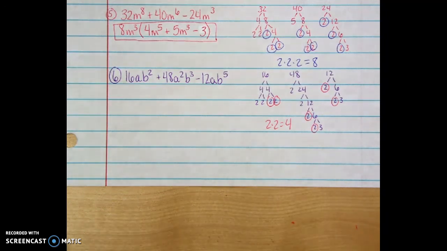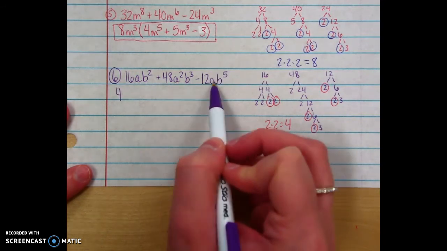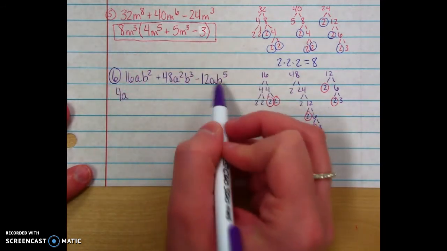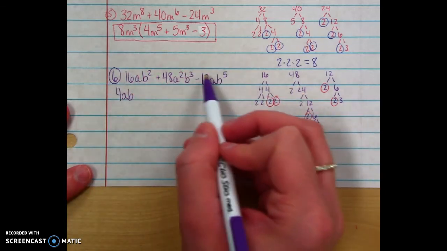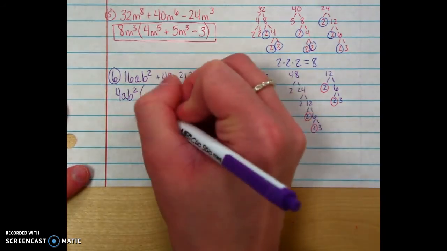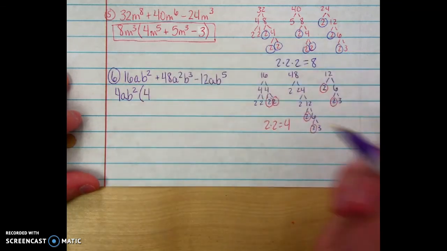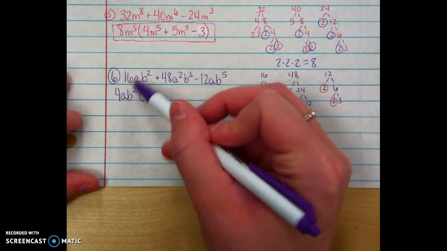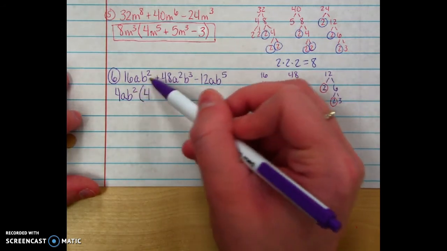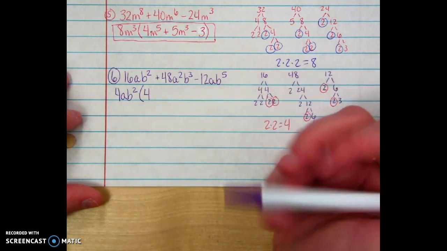Part of the GCF is 4. And let's see, A, and A. So they all have A's. The smallest one is just A. They all have B's. The smallest one is B squared. Okay. So now 16 divided by 4 is 4. The A's cancel out because it's 1 minus 1. That's 0. And the B's cancel each other out because 2 minus 2 is 0. So first term inside is just 4.